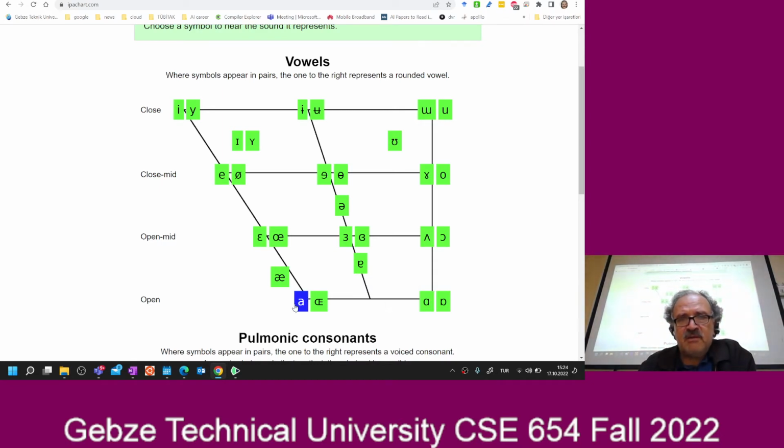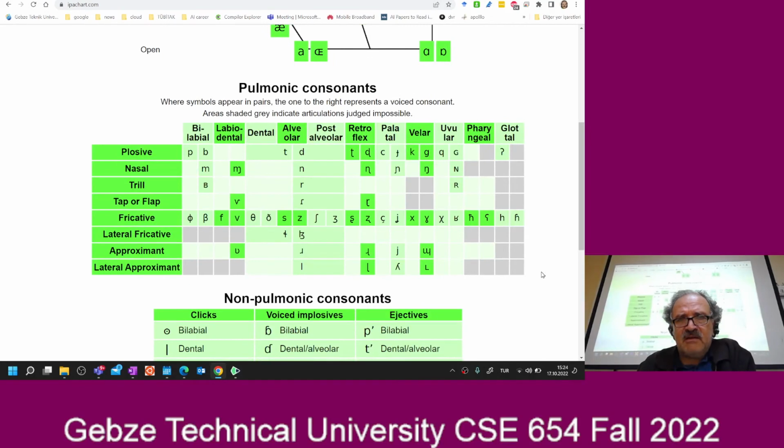How about this one? I guess either this. I think this is our ah. Sometimes we use this one and sometimes we use this one. So these are all classified that way, and these are the consonants.